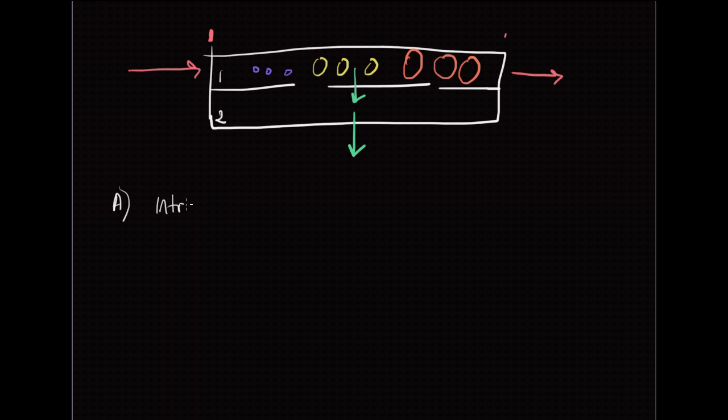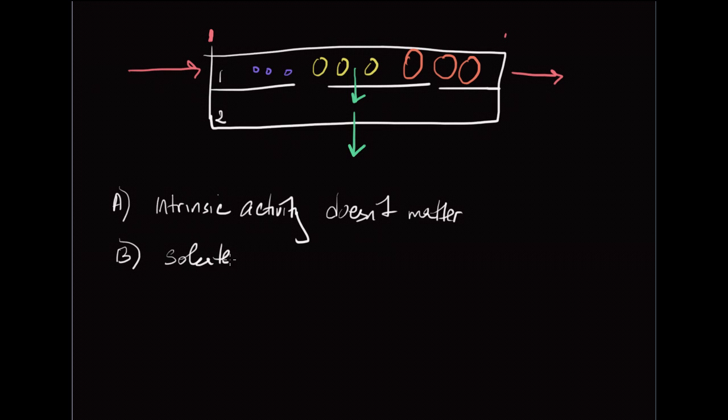So for convection, you notice two things. Intrinsic activity does not matter. In other words, the size of the solute does not matter. As long as the solute fits through the pores of the membrane, these are the pores right here, they will all travel at the same rate. And that's the key point of convection. Solutes travel at the same rate.